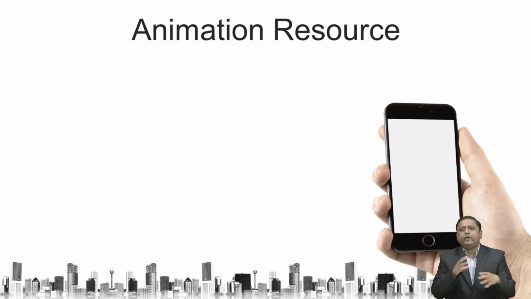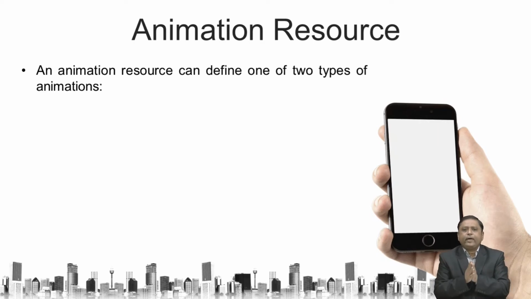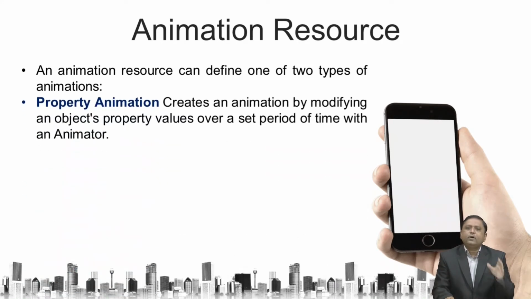Let us try to understand different types of resources. The first resource is the animation resource. An animation resource can define one of two types of animation. The first type of animation is property animation. It creates an animation by modifying an object's property values over a set period of time with an animator. So basically it uses properties to show animation.